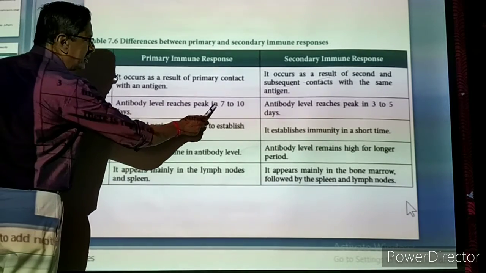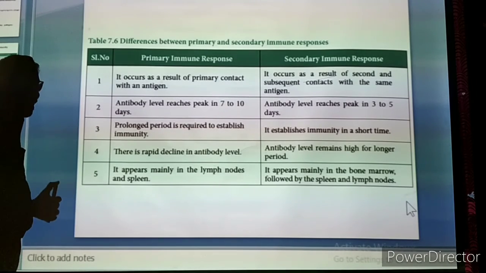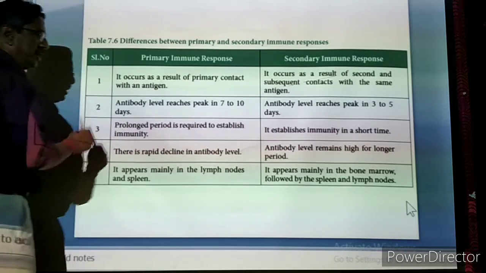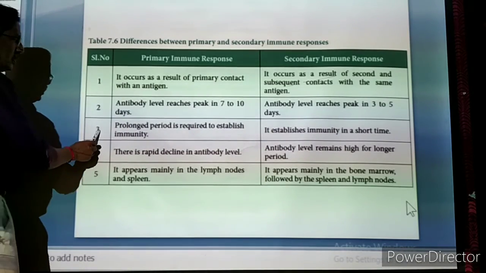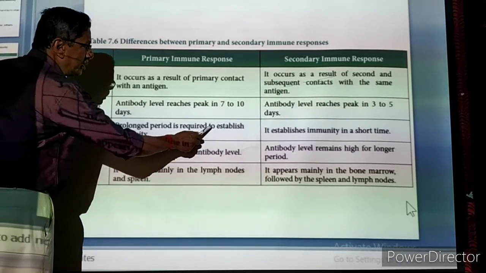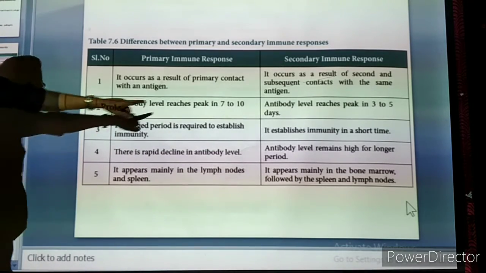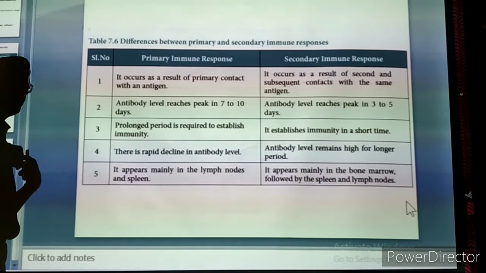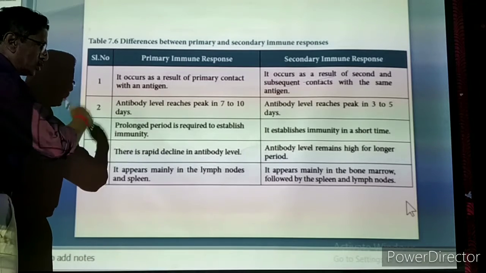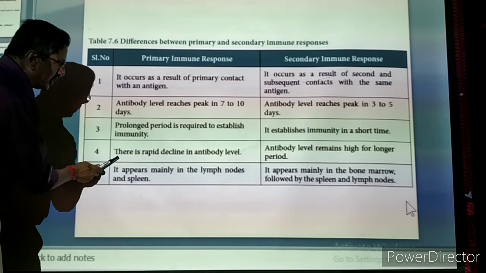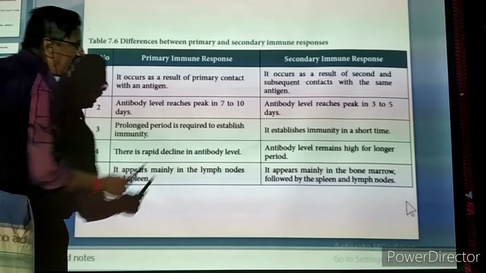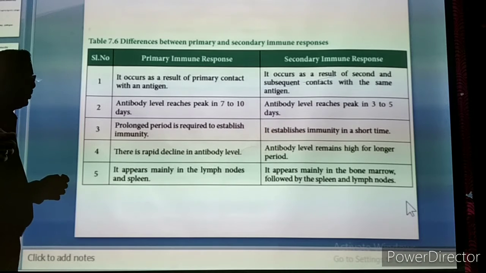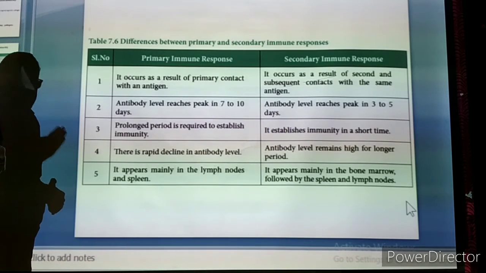Antibody level reaches peak in 7 to 10 days. So antibody production will be sufficient only after 7 to 10 days. That means a long time. Next, a prolonged period is required to establish immunity, sometimes more than 7 to 10 days. So a long time is required to prepare ourselves to act against the microorganism. There is a rapid decline in the antibody level. It is not immediately producing more quantity, but little by little.